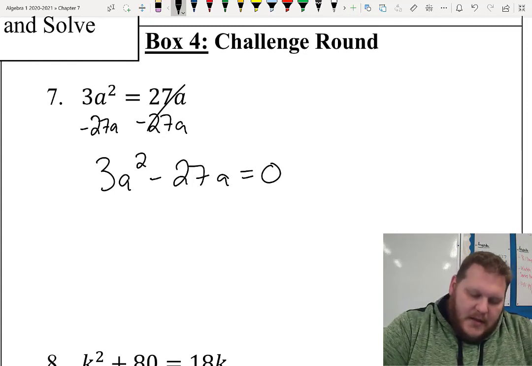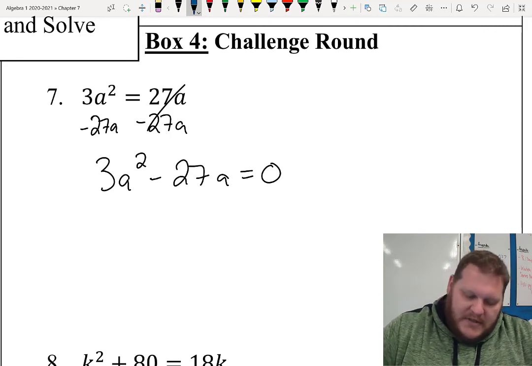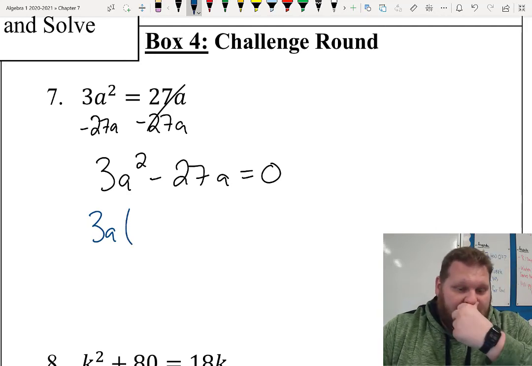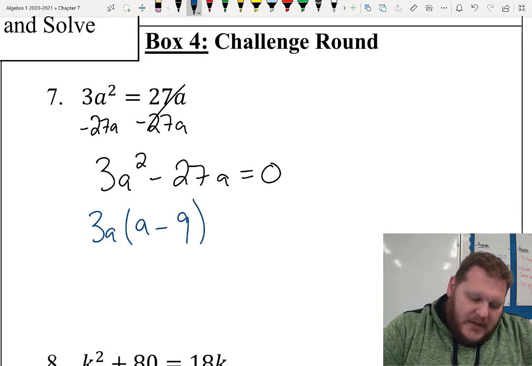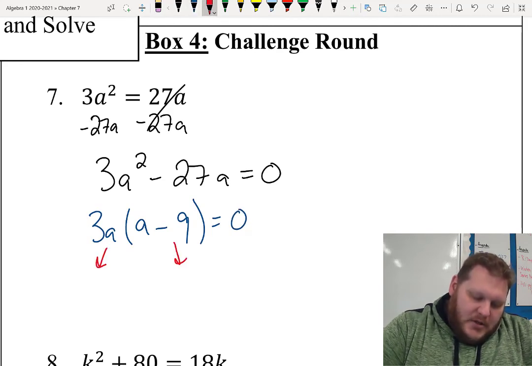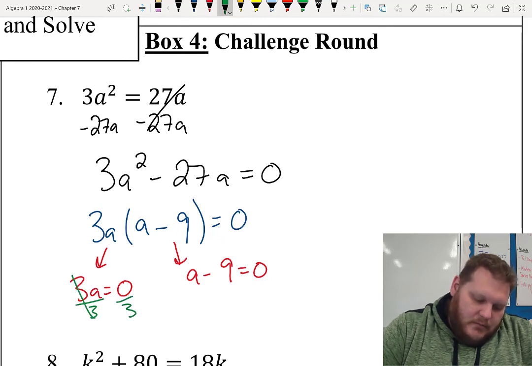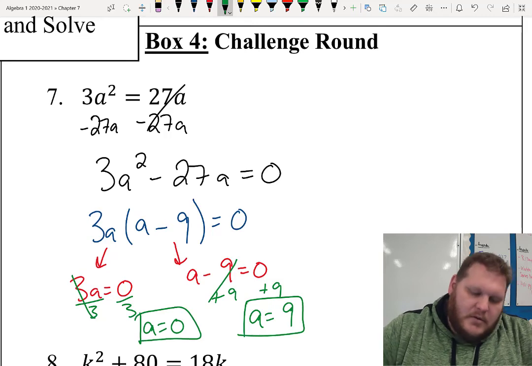First step here, I check for a GCF. I see that they both are multiples of 3, and they both have a involved, which is nice. So here we've got 3a is my GCF. That's what they have in common, which means this has to be a to get back to 3a squared, minus 9 to get back to 27, minus 27a. That equals 0. I have a multiplication now, so ZPP tells me either 3a equals 0 or a minus 9 equals 0. I divide by 3, and I get 0. I add 9, and I get 9. So there are my two solutions.